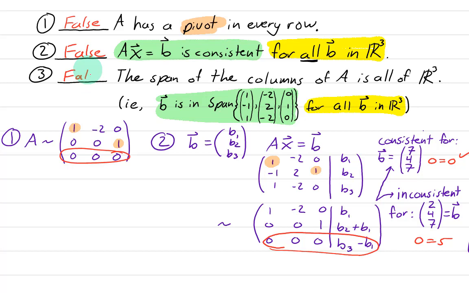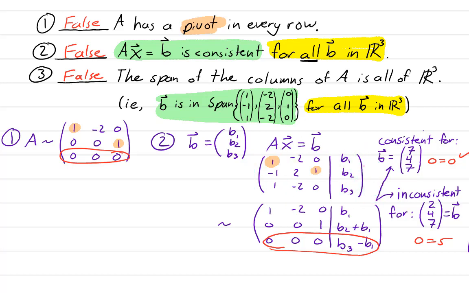And statement 3 is false for the same reason, because statements 2 and 3 are really just saying the same thing. If you were going to do statement 3 on its own without doing statement 2 first, you'd say B is in the span of these three vectors. You'd say, is it possible to write B as a linear combination of those three vectors? You'd end up with a system of equations that you could write as an augmented matrix like this.